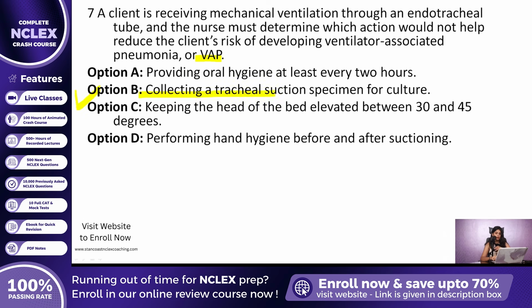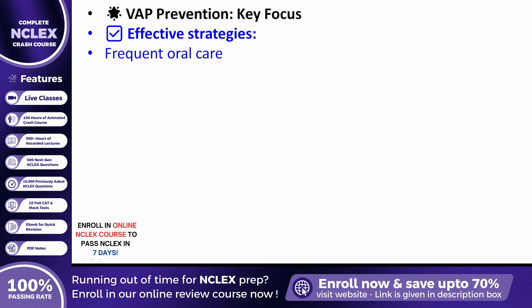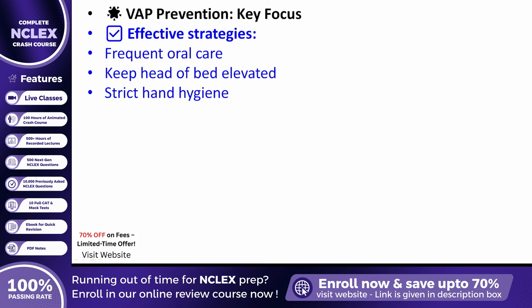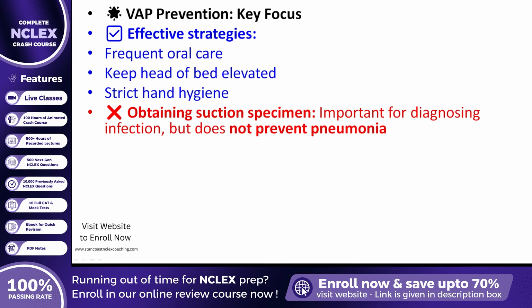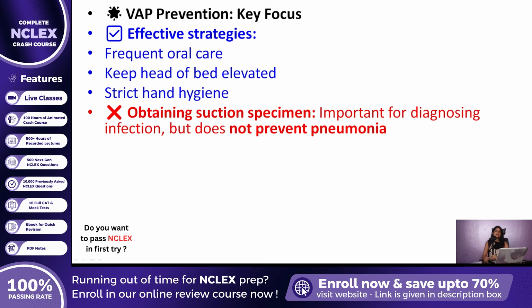Let me explain why this is the correct choice. Although obtaining a suction specimen is important when infection is suspected, so that appropriate treatment can be started, it does not play a role in preventing pneumonia. On the other hand, strategies such as frequent oral care, maintaining the head of the bed at an elevated angle, and performing proper hand hygiene are all key interventions that lower the risk of introducing pathogens and reduce the chance of aspiration.